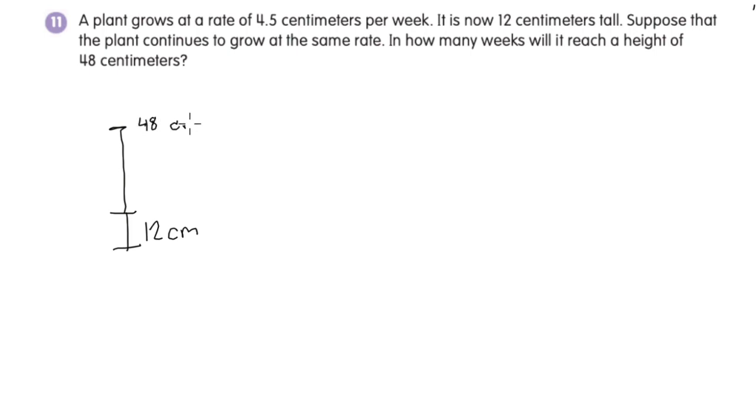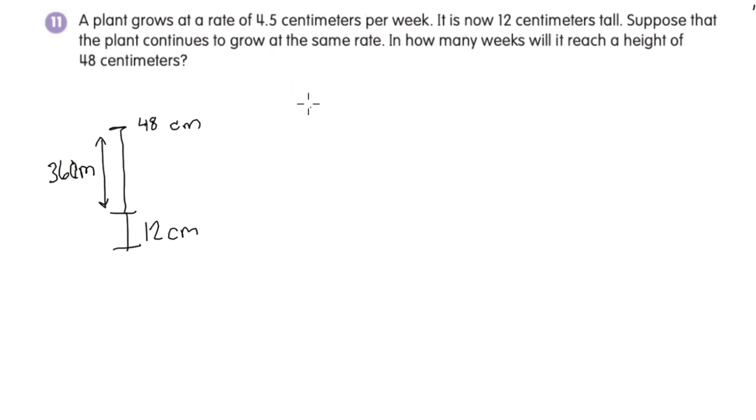We want to know how many more weeks it's going to take to get to a total of 48 centimeters. So what we're looking for is how far, first of all, is this gap here from 12 to 48. And to figure that out, we would take the difference of 48 and 12. And when we subtract, we end up with 36 centimeters. So what we're looking for is how many weeks will it take to grow that extra 36 centimeters.